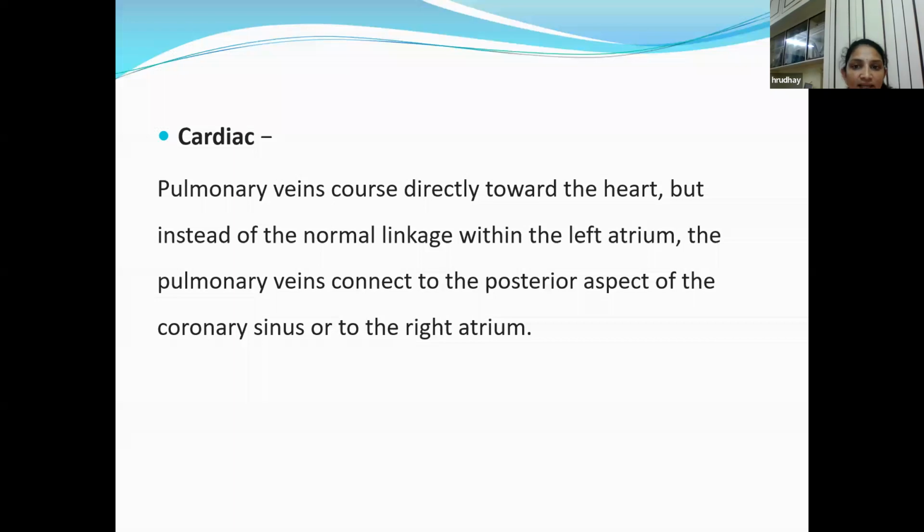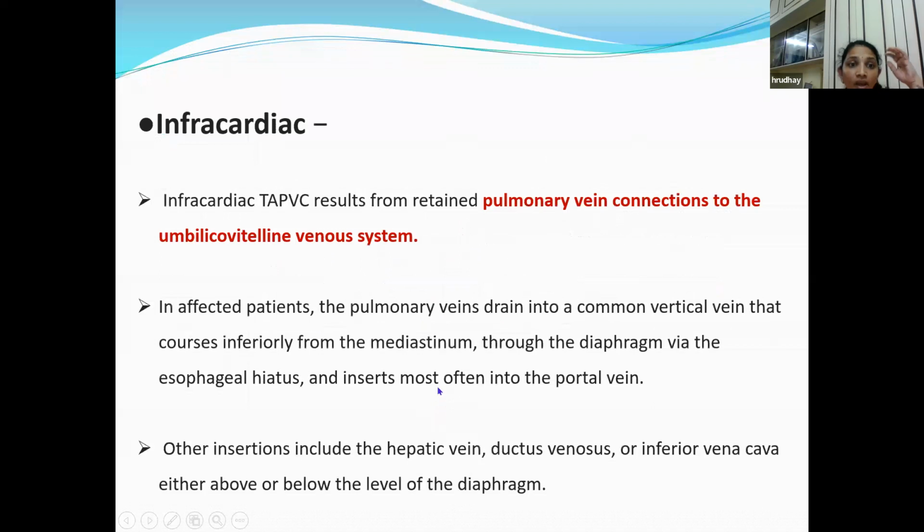Next, in the cardiac type, yes, they're directly connected to the right atrium. Instead of the normal connection to the left atrium, the pulmonary veins connect to the posterior aspect of the coronary sinus or to the right atrium directly.